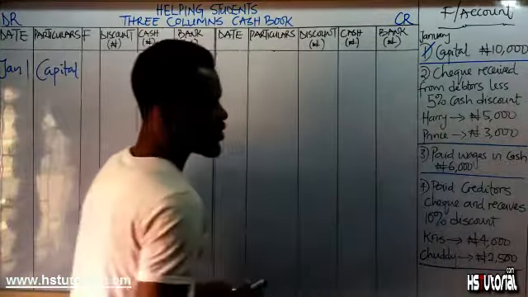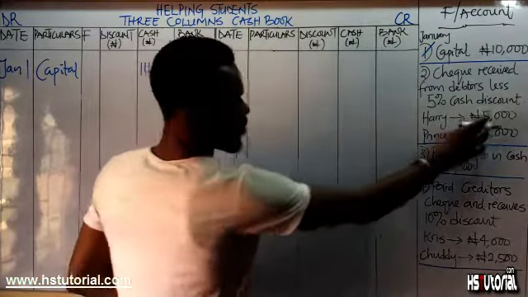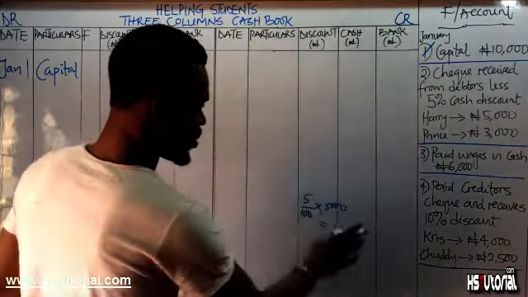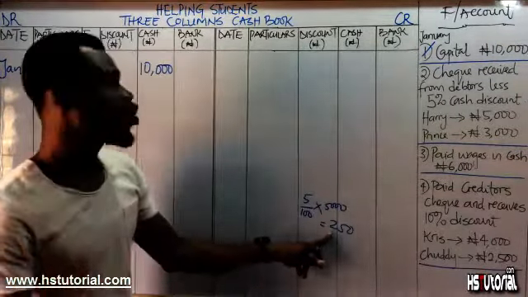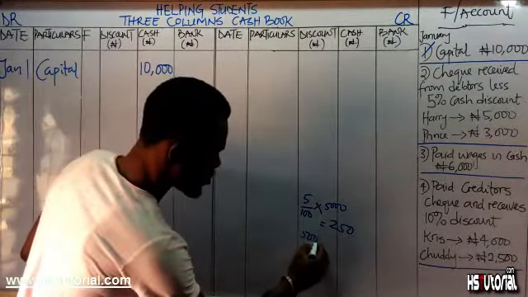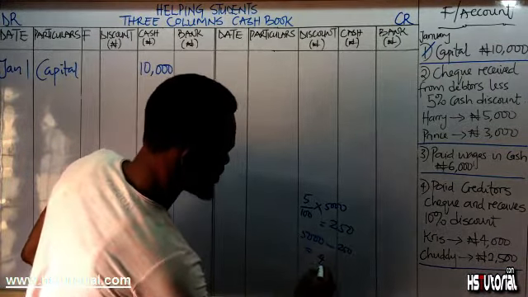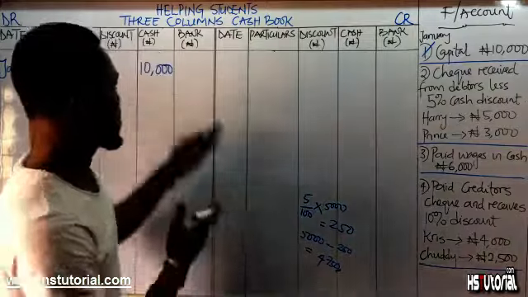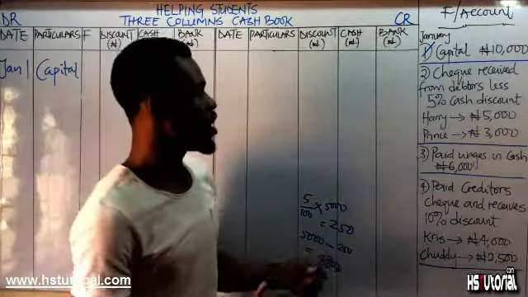You say 5%, which is 5 divided by 100 times 5,000. You get it? So by the time you divide all this, what we're going to have is 250. Now this 250 goes directly into the discount. Then you say 5,000 minus 250 is equal to 4,750. Now 4,750 will be the entry which we are going to record under the bank section, since it is a cheque received. So let's go.